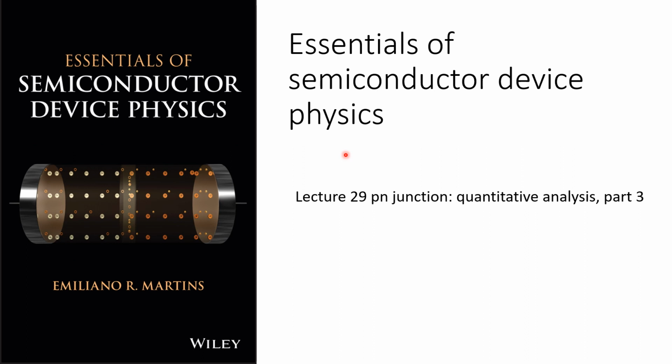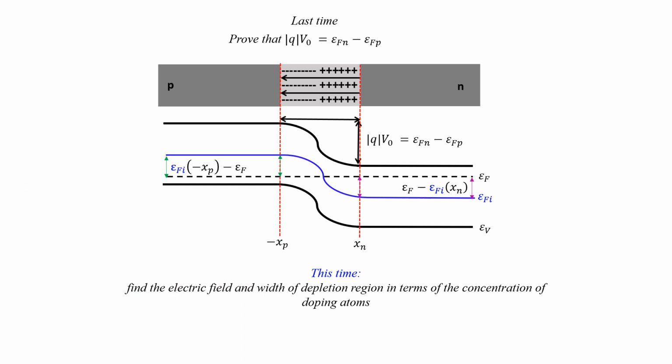In this lecture, we're going to conclude the analysis of a p-n junction in equilibrium. So last time we proved that the condition of equilibrium for currents indeed entails the condition of equilibrium for energies, as we already expected from the analysis of lecture 9.